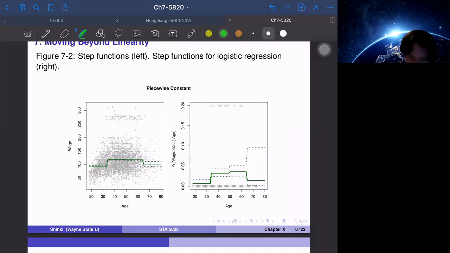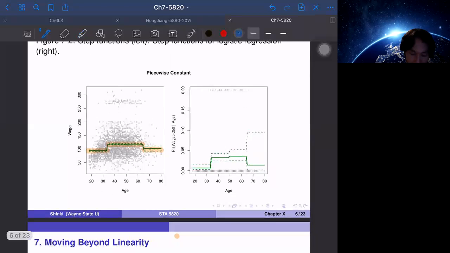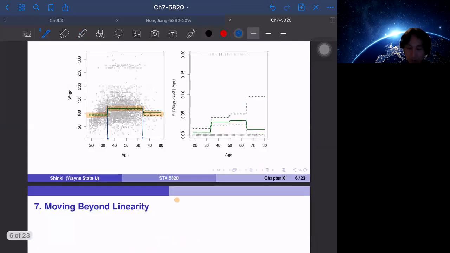And this is the same data set as the last one. In this specification, our conclusion is that the wage is lower until age 32 or 33. Then wage gets higher between 32 and maybe 63. Then after that, wage gets lower. But identifying these two points is not easy. And also we have to decide how many knot points, whether we have two knots or three knots. That is also a problem.